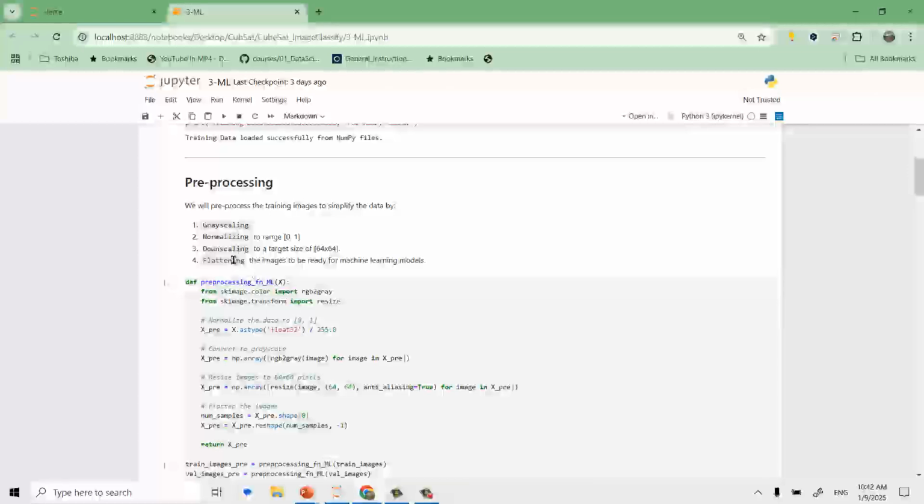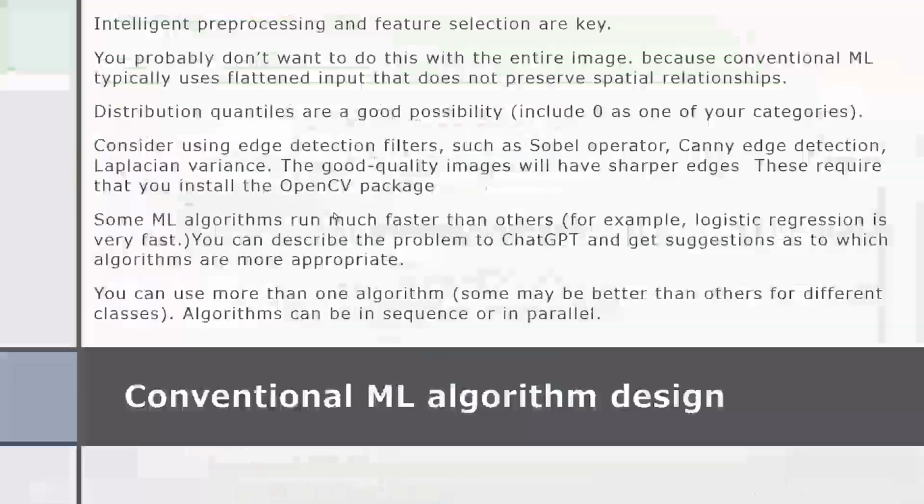And you can see here that they did a flattening. They changed the image into a linear array and removed the area structure. Here they did grayscaling, and as I said, I think that's questionable. You probably can improve that just by taking a single channel. And with conventional machine learning, because it's not as intelligent as deep learning, you need to put in more of your smarts. You need to give it data that it can recognize. So intelligent pre-processing and feature selection are key for conventional machine learning.